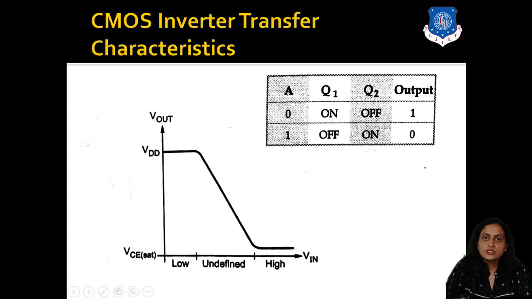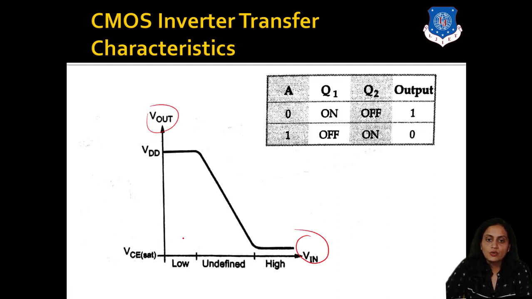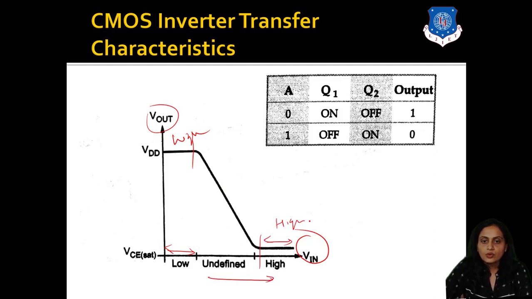Now the CMOS inverter transfer characteristic. So this is Vin and this is Vout. If we have Vin low, then the output will be high. And if we have Vin high over here, then the output voltage is, we can say, low.